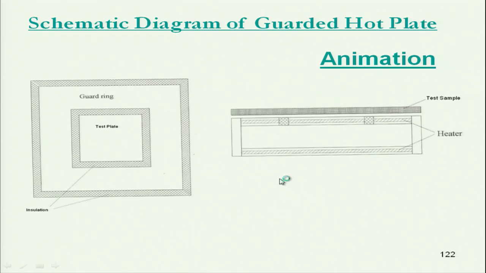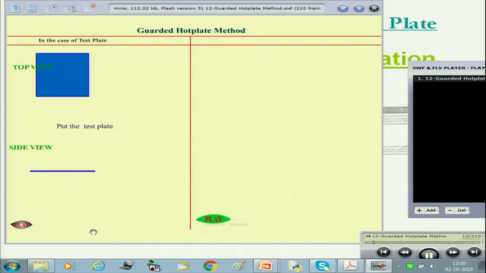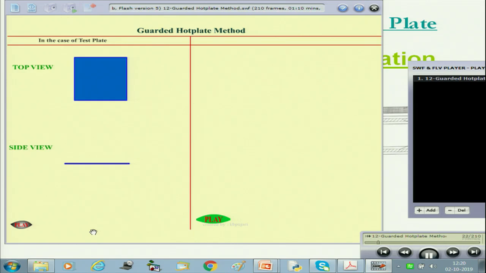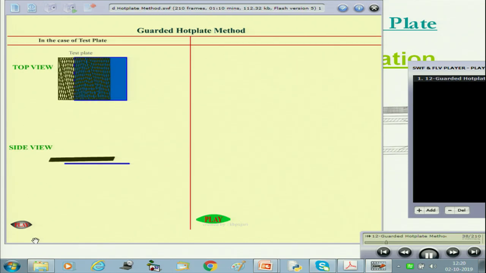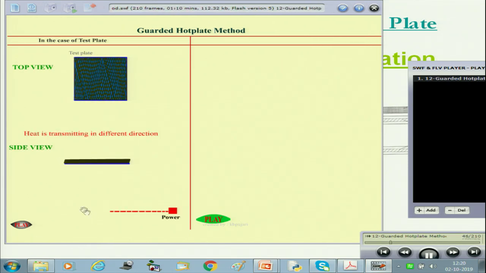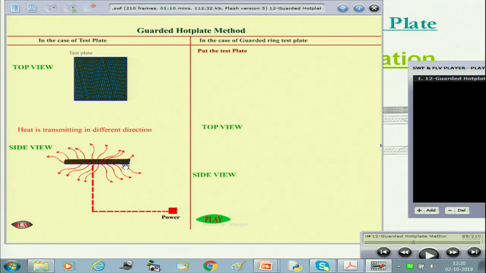Let us try to see here. Now, this is the animation where we are using only the test plate and the fabric is placed on that. The test plate is connected with the heater, it is connected with the electric power. Now, once it is heated, the heat is flowing in all directions. So, we cannot measure the actual heat flow through the fabric, but the guard plate approach is different.